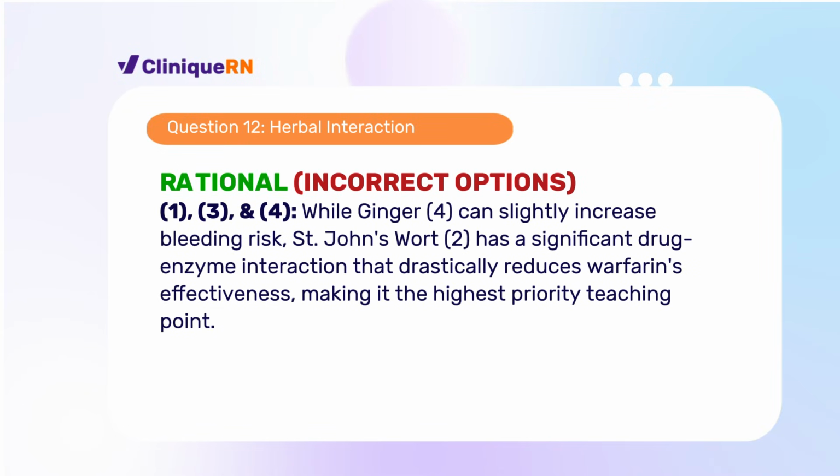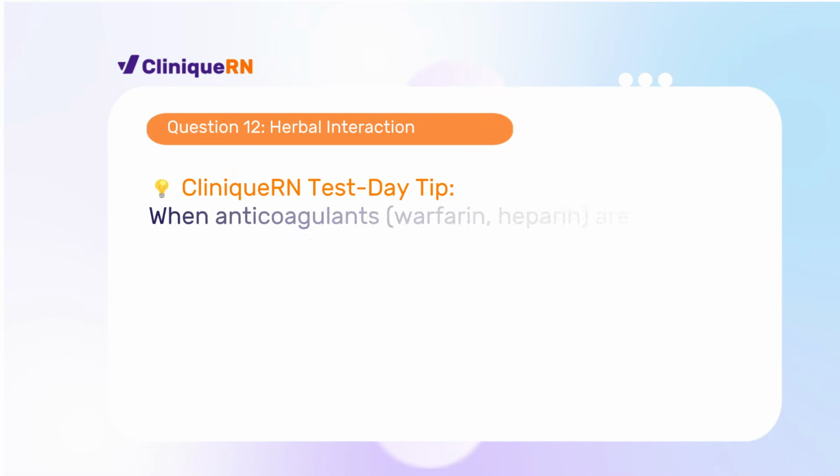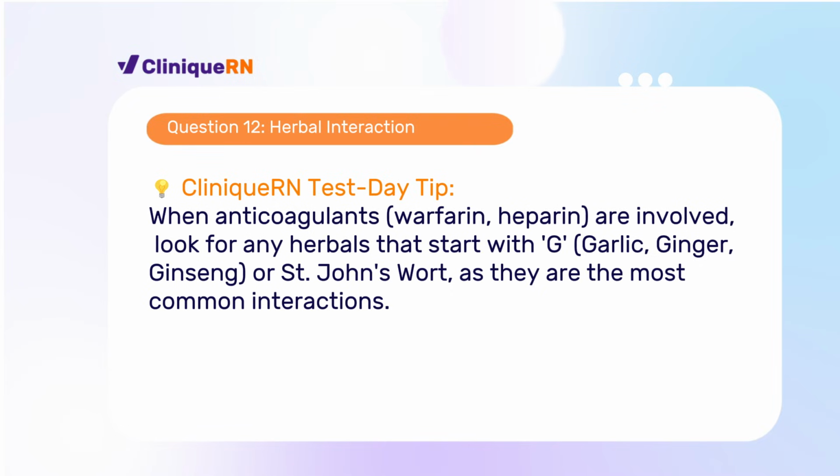Incorrect options 1, 3, and 4. While ginger, which is 4, can slightly increase bleeding risk, St. John's wort, 2, has a significant drug-enzyme interaction that drastically reduces warfarin's effectiveness, making it the highest priority teaching point. Clinique RN test day tip. When anticoagulants, warfarin, heparin, are involved, look for any herbals that start with G: garlic, ginger, ginseng, or St.